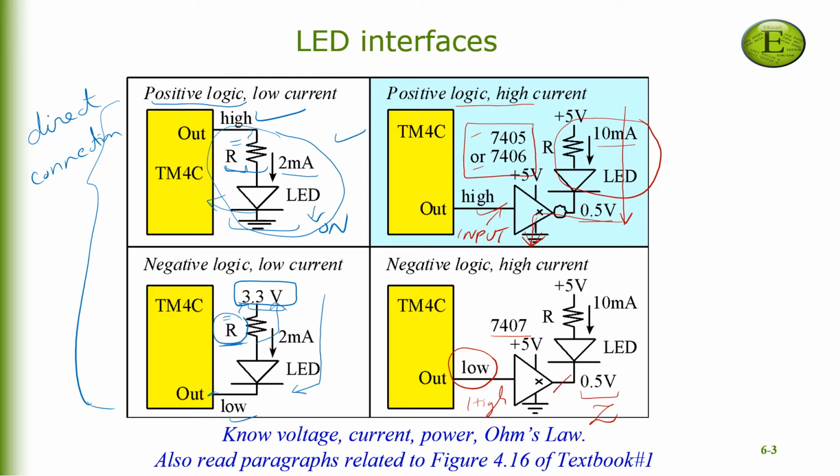That is, this output is at high impedance, meaning that there's a very high resistance. Essentially, this is an open circuit situation, and therefore no current can flow through the LED. So that's in case of high voltage. But if the input is low, then the output is low, and you can see that the current enters the LED, and then it sinks to the ground through the buffer. Remember, the output of the 7405 and 7406 is at high impedance state when the input is low.